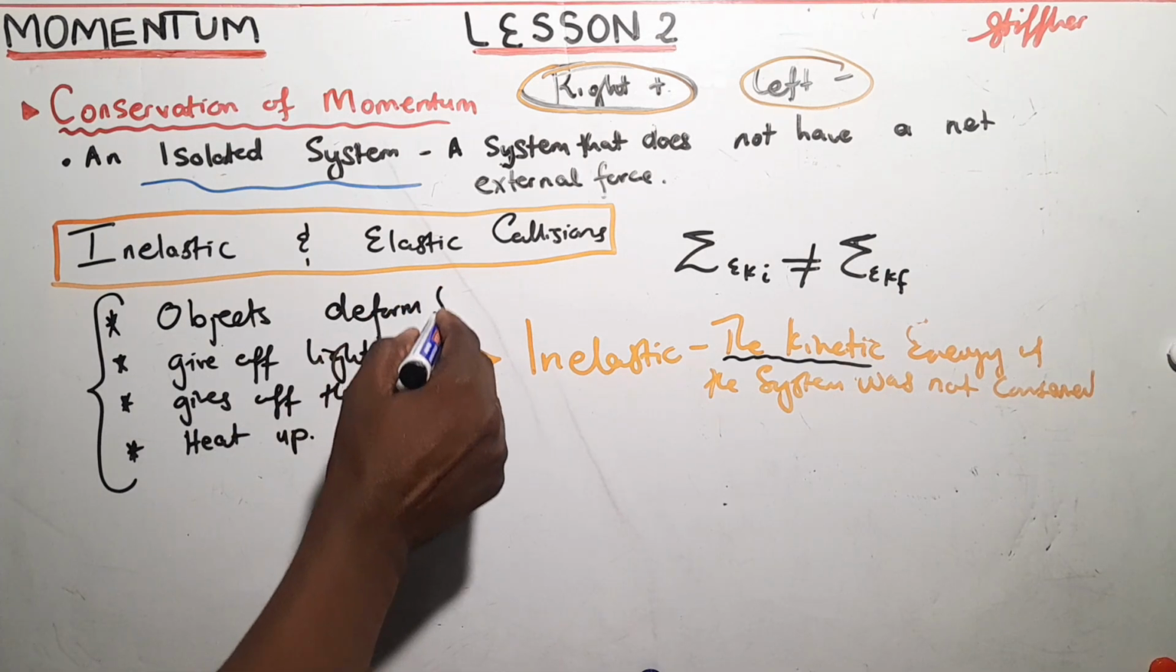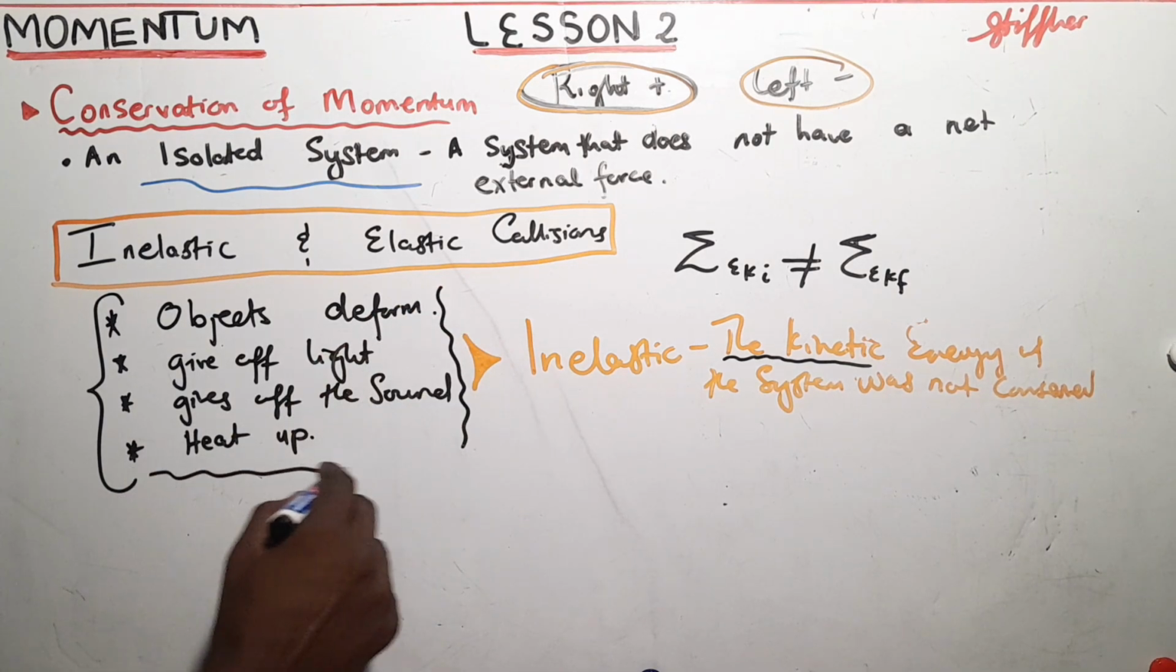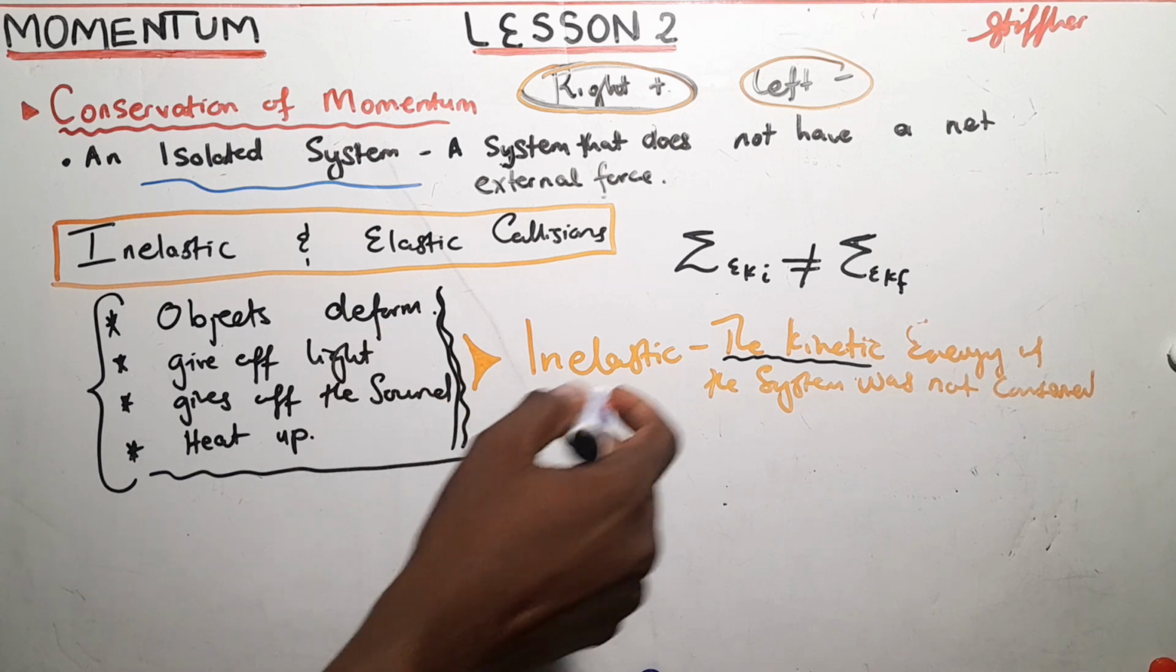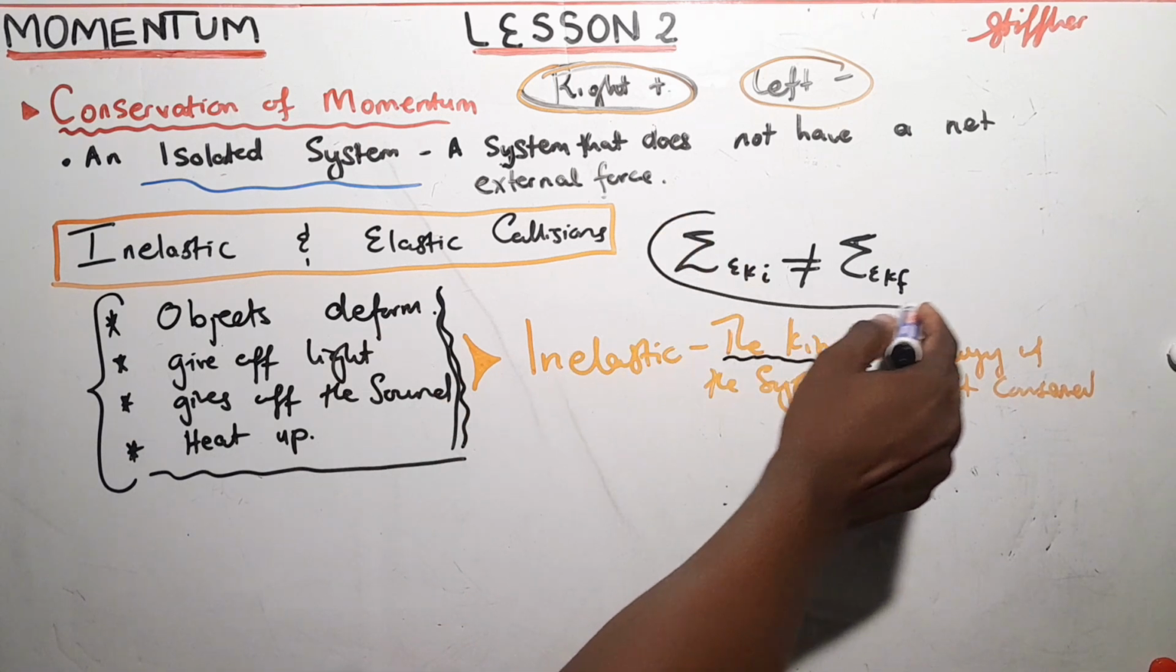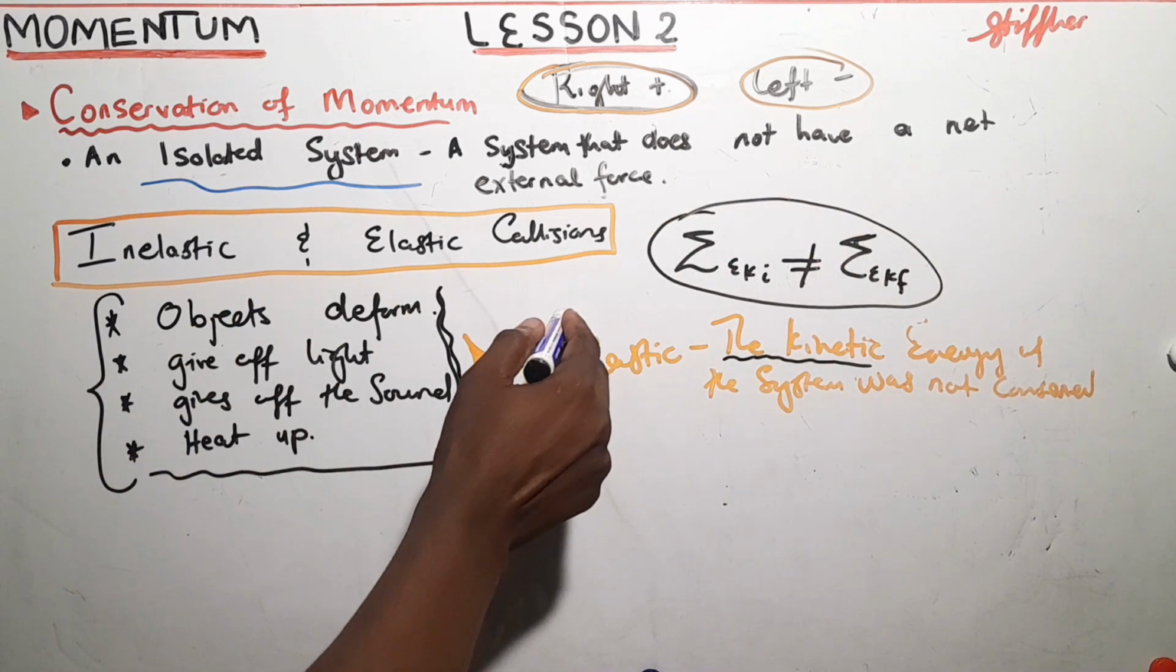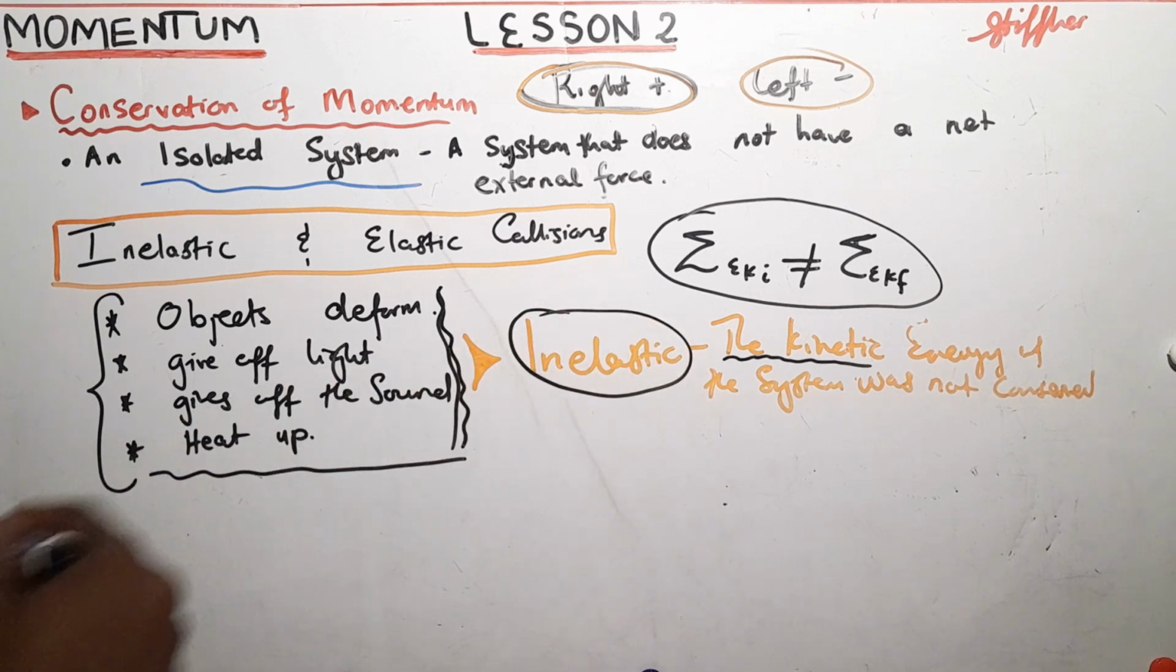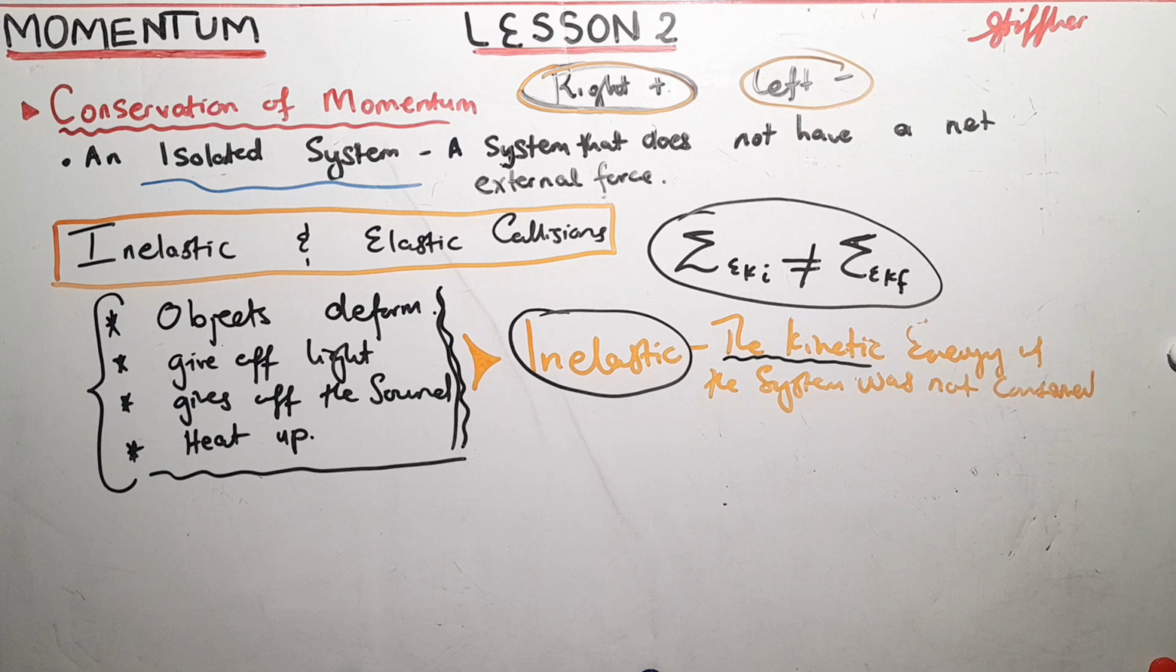So when all this happens after the collision, we know that the kinetic energy will never be conserved. So it means that this collision was inelastic. So it means that the kinetic energy was not conserved.